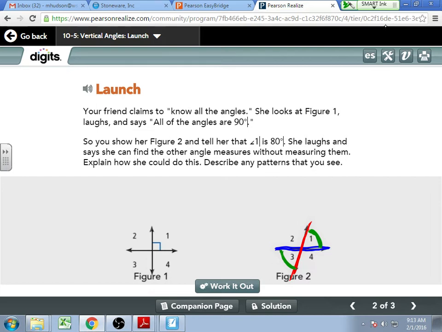Questions, comments, or concerns at this point? Rihanna? Do they have to share a vertex? They have to share the vertex, yep. And both?